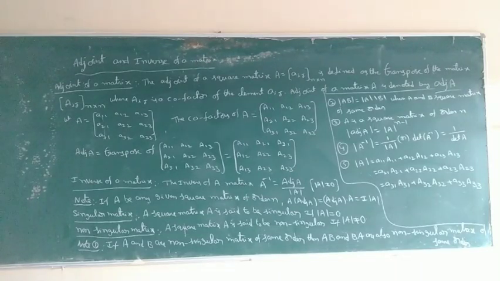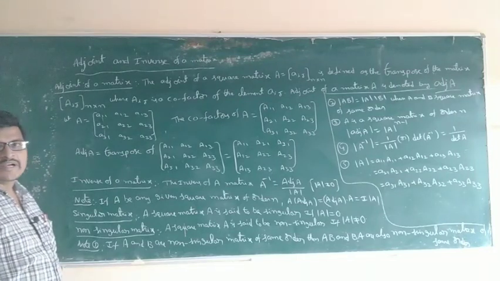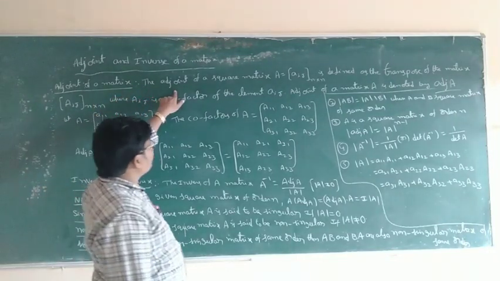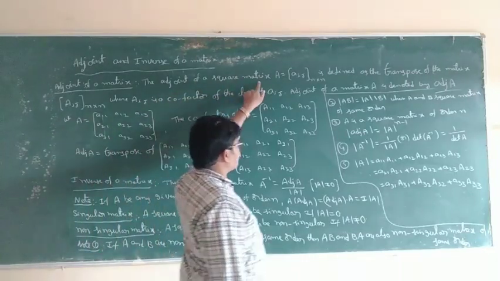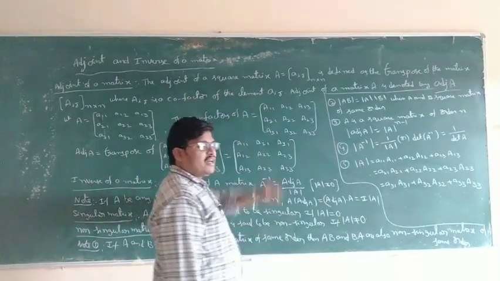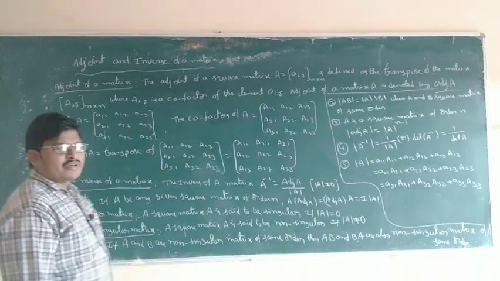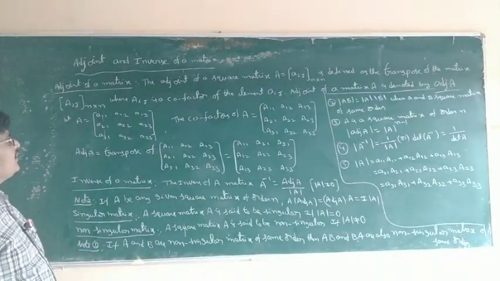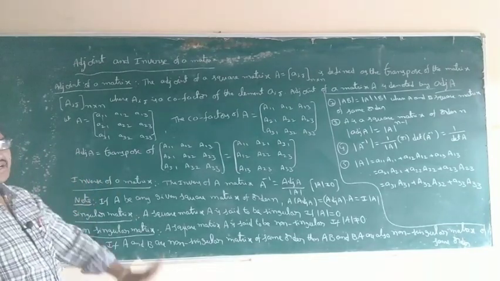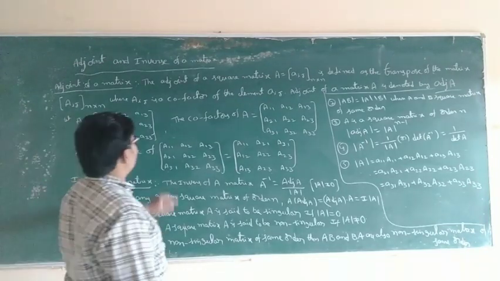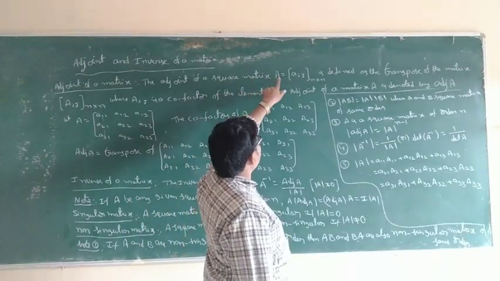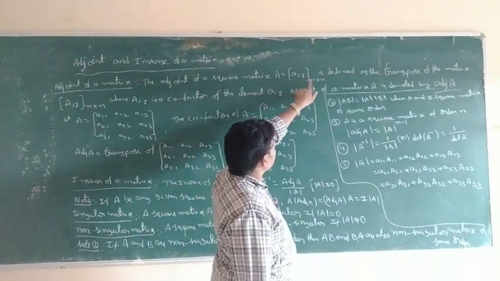What is the adjoint of a matrix? Minor, cofactor, adjoint, inverse, all of these are defined only for a square matrix, only square matrix. The adjoint of a square matrix capital A is equal to Aij.